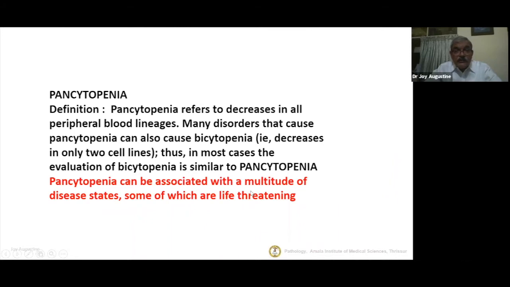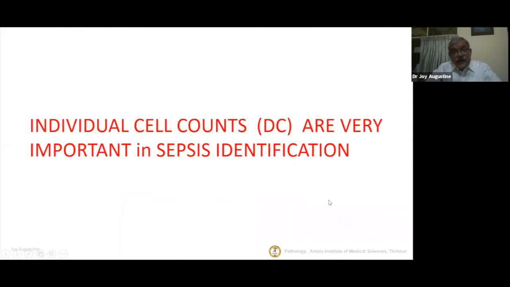Pancytopenia refers to all the cell lines being decreased, and many of the disorders that cause pancytopenia can also cause bicytopenia. So this is important to remember, and may be associated with a multitude of disease states which can be life-threatening. What it means is that this slide will tell you the gist of it. Individual cell counts are becoming increasingly important in sepsis management and identification. This point has to go down.